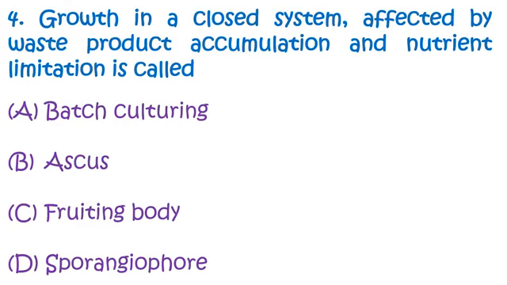Question number 4. Growth in a closed system affected by waste product accumulation and nutrient limitation is called as, options are option A batch culturing, option B escus, option C fruiting body, option D sporangiophore. So the correct answer is option A batch culturing.